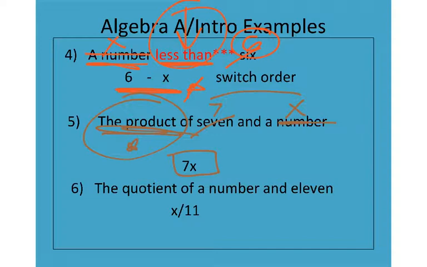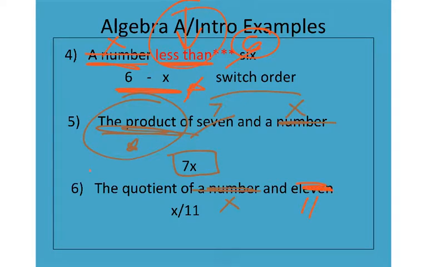And then number 6, the quotient of a number and 11. So we have a number is x. And that's one of the key things that you're hopefully picking up from today's lesson. Anywhere you see the phrase a number, put your variable there. I also cross off the words that mean numbers and write the numbers themselves.